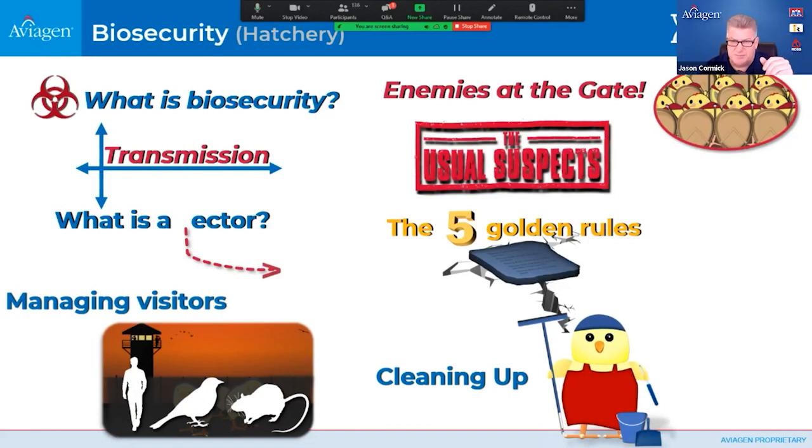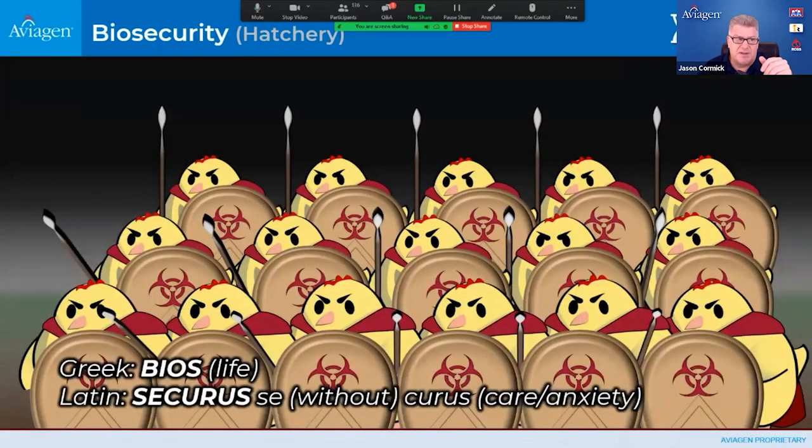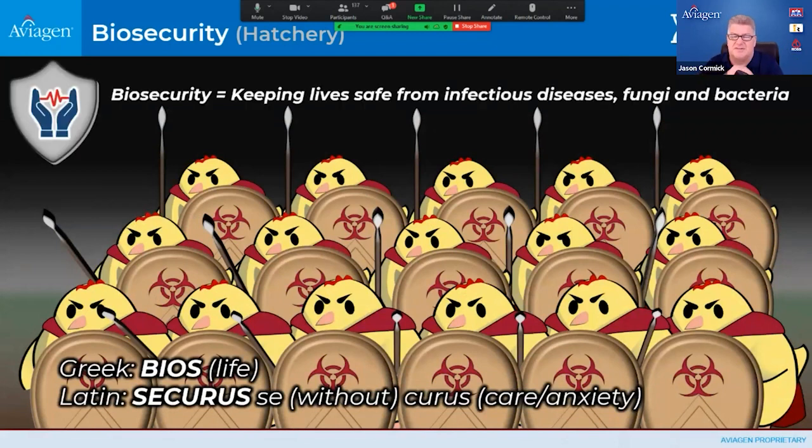So first of all, what is biosecurity? Well, it comes from Greek and Latin, like most of the language we use. And it's just basically keeping life safe, particularly from anything that wants to destroy it. In this case, we're talking about pathogens, so diseases, fungi, bacteria.